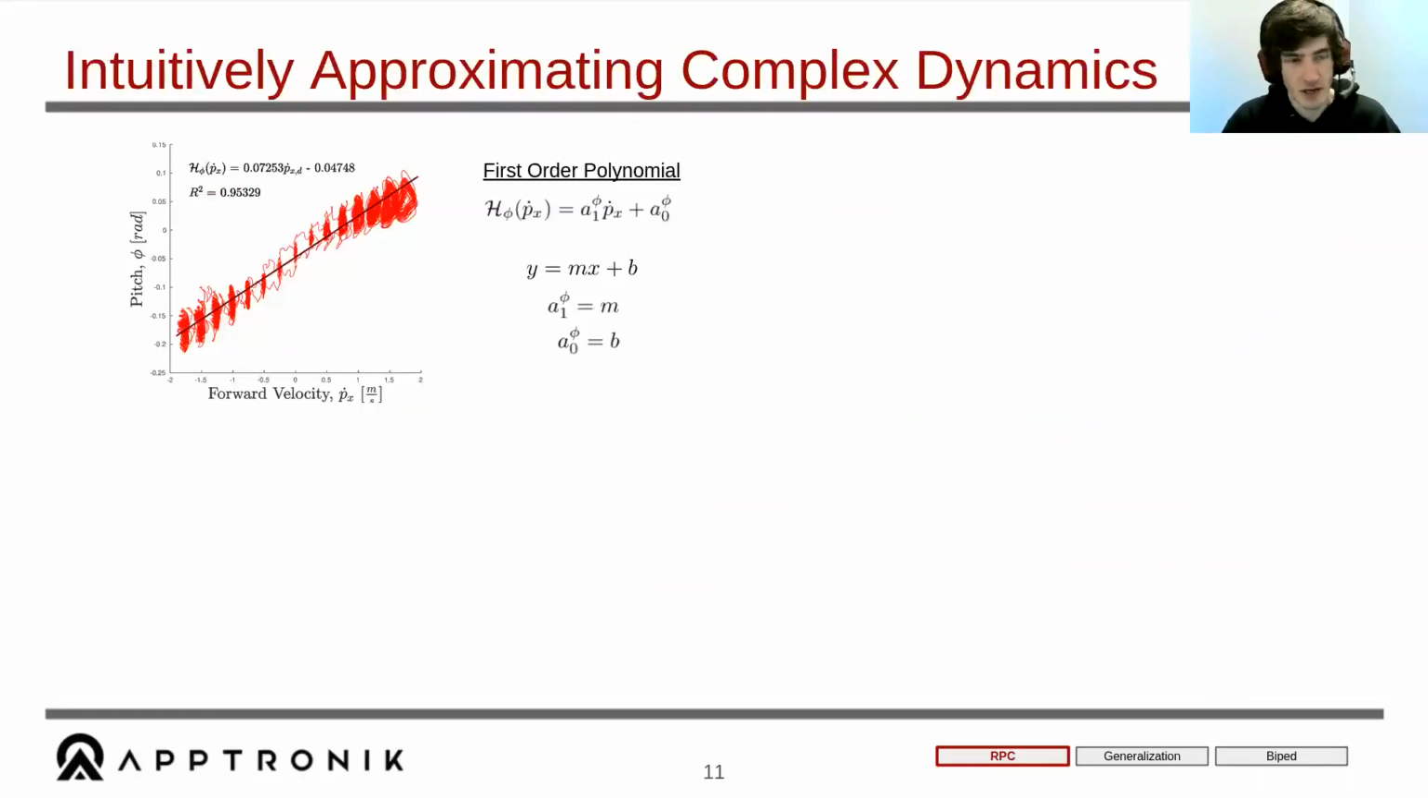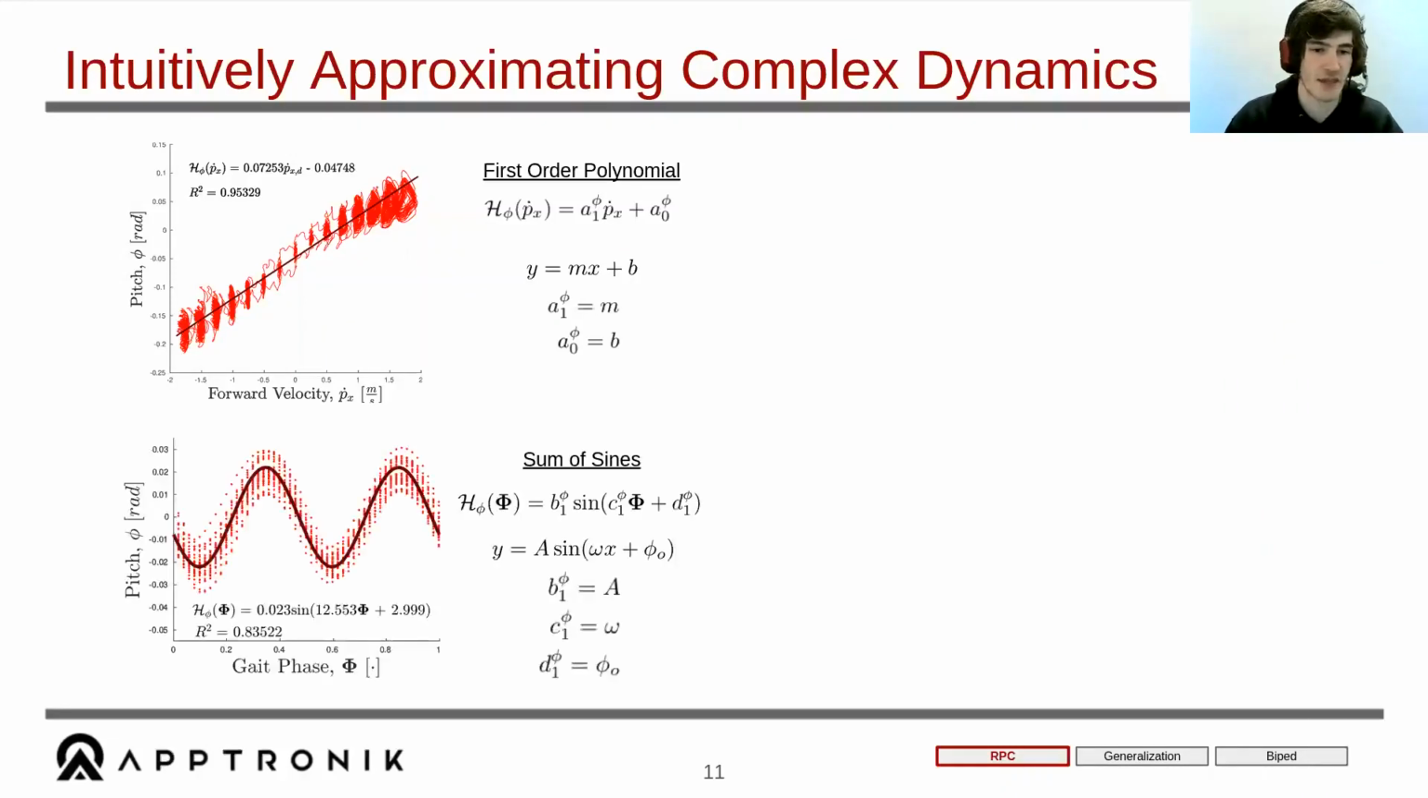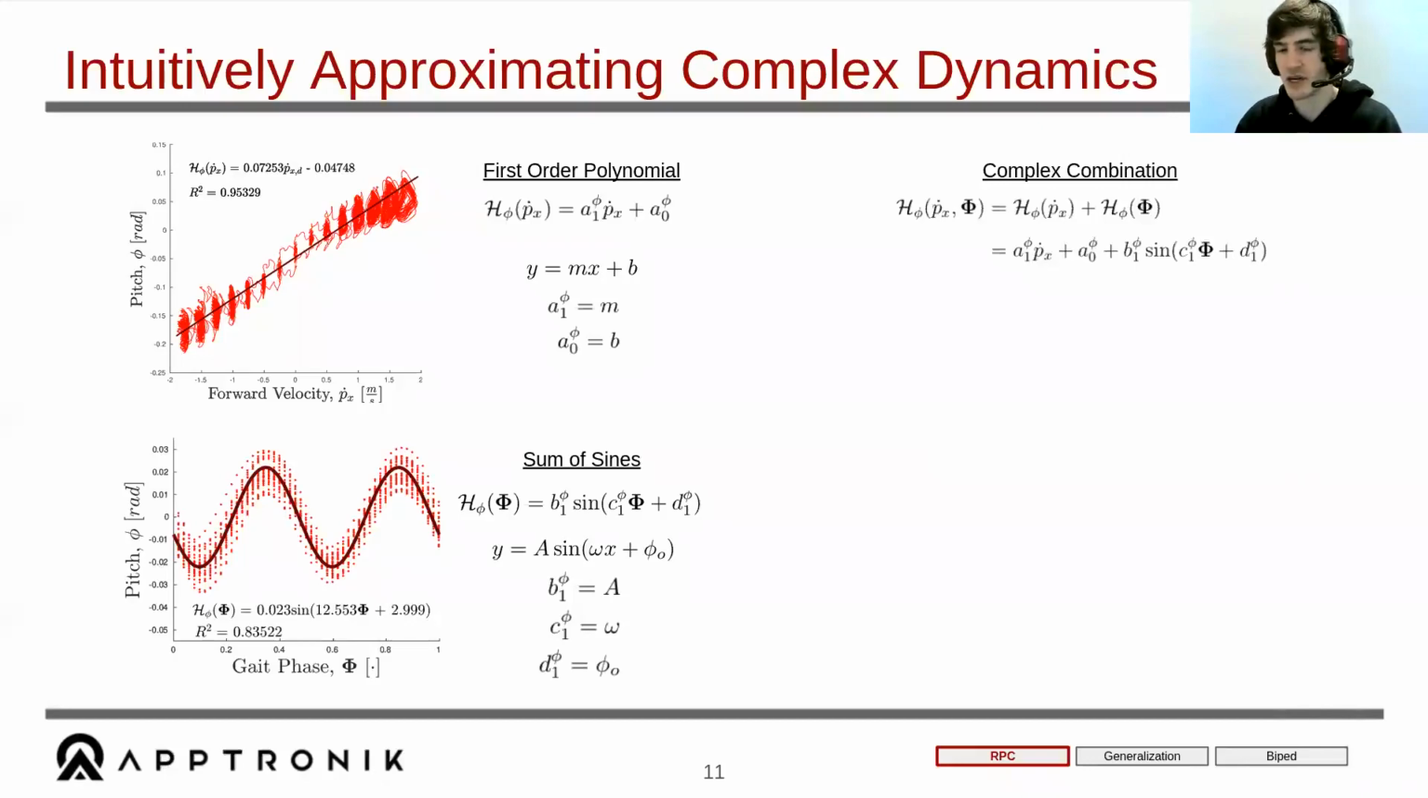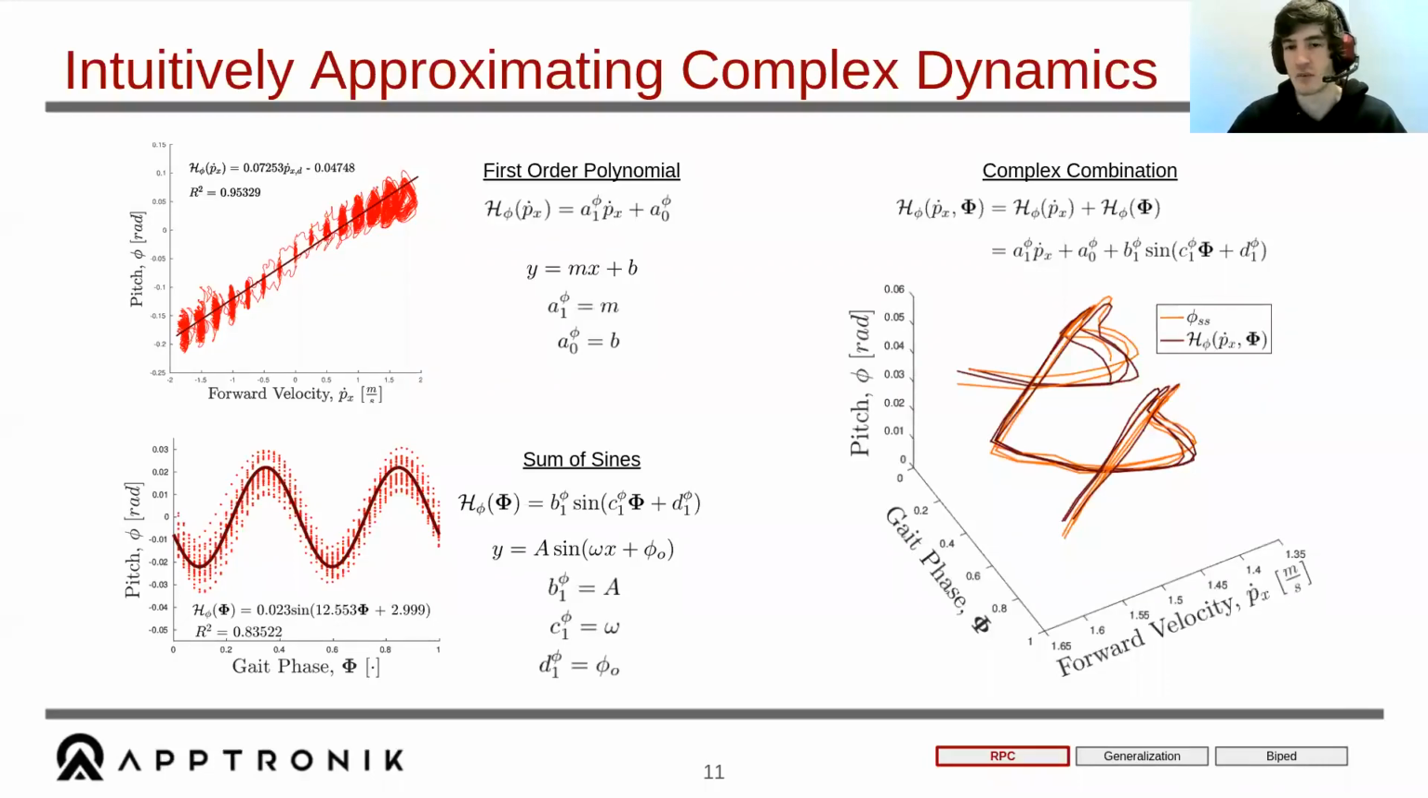And then on top of that, you can estimate these complex dynamics. So we have this first order polynomial model, and if you look at it, it's not a very good fit. It follows the trend, but you have this kind of moving around the line. So what we were able to find is that there's this natural pitch dynamics that comes with the gait of the robot. So we found this sinusoidal relationship between gait phase and pitch. So when you combine these together, you get this complex combination of different heuristics that end up matching what actually happens to the robot.